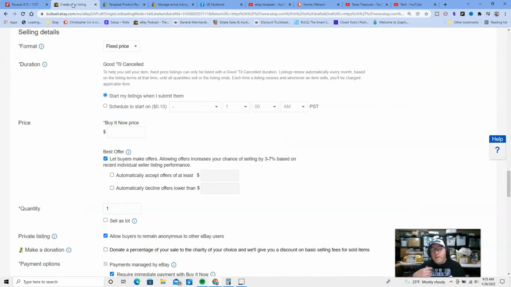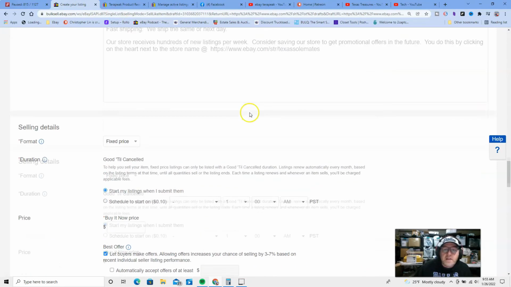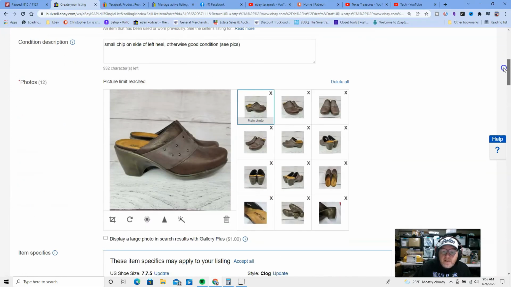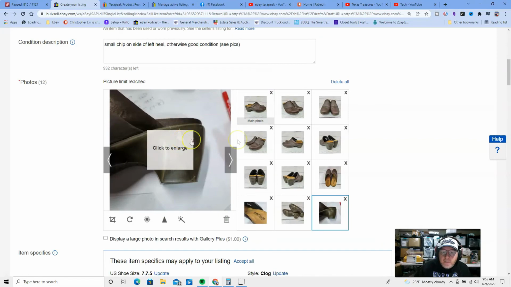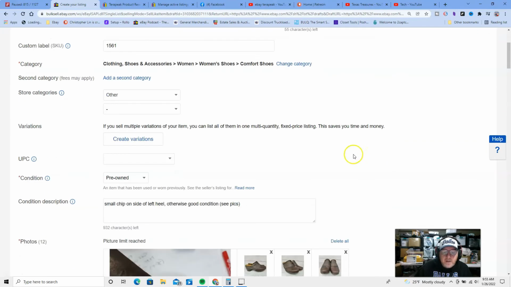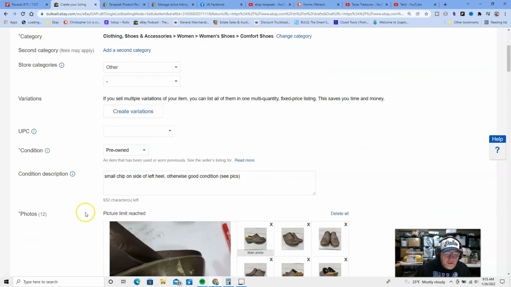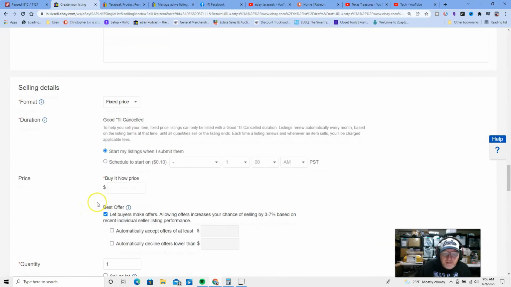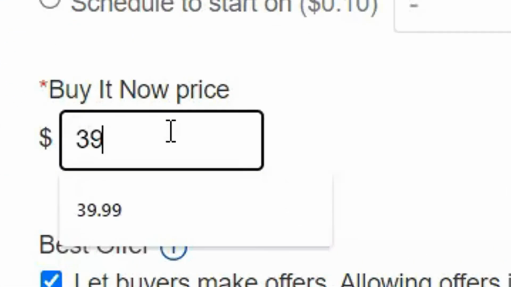So now that I've learned all that, I'm now going to come over here to my listing. Now, one thing about my pair of shoes, when you're talking pricing, these are in really good condition, except there is a chip here on one of the side of the heels. So I probably need to consider that. I also have that noted in the condition description. So normally I would price this at like $39.99. Maybe $34.99, maybe $29.99. Even with that defect, I'm going to go $39.99.